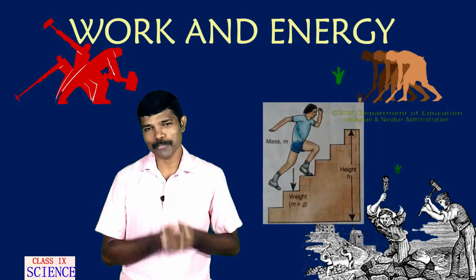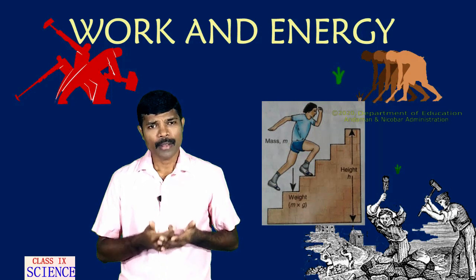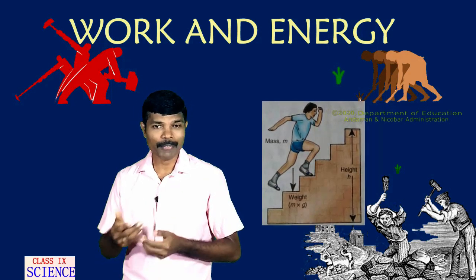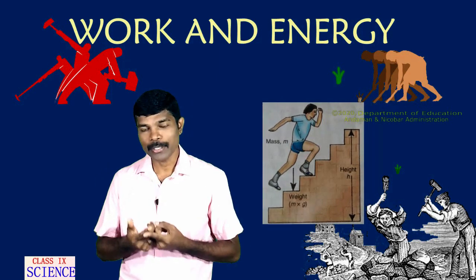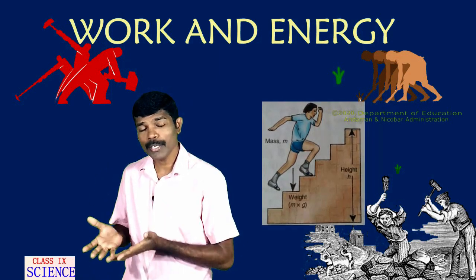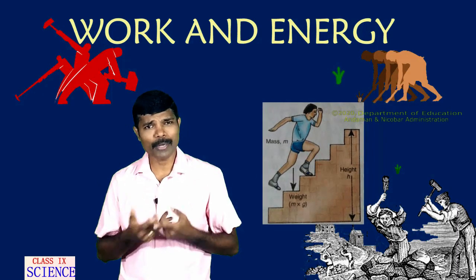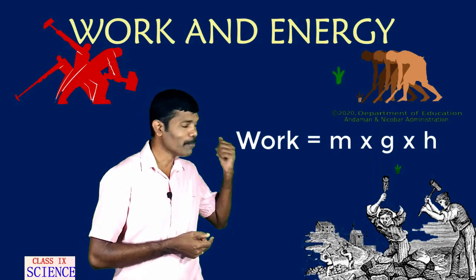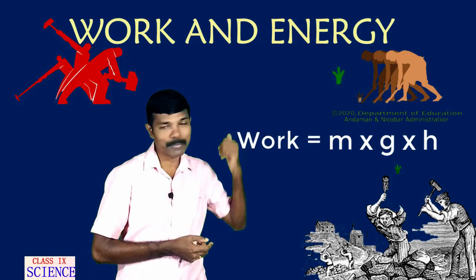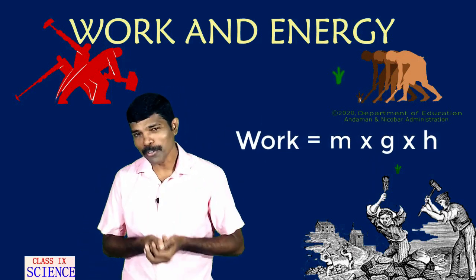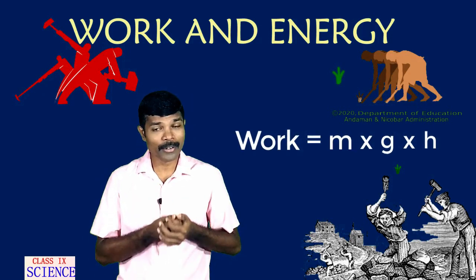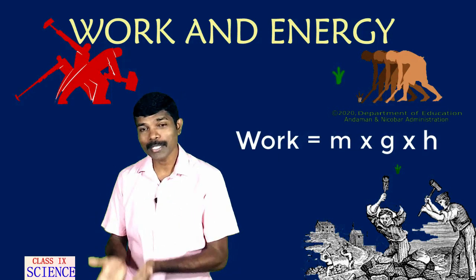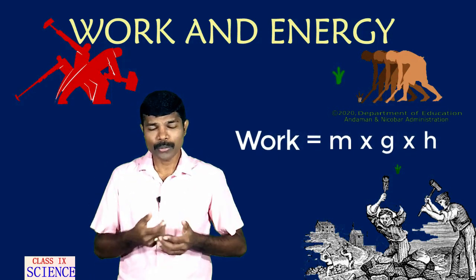Next we have seen work done against gravity, right? For example, if we lift any object above the ground vertically, or if we climb a staircase, we are able to lift our body against gravity. In that case, the formula W = F × S will not work. We have to use W = mgh. Here m is the mass of the object, g is the acceleration due to gravity, and h is the height to which the object has to be lifted, right? So this we have seen.